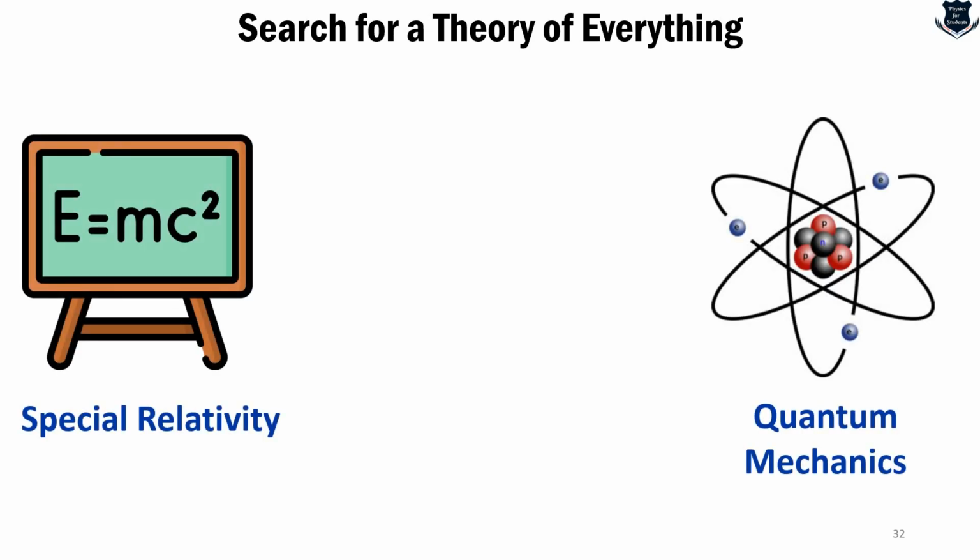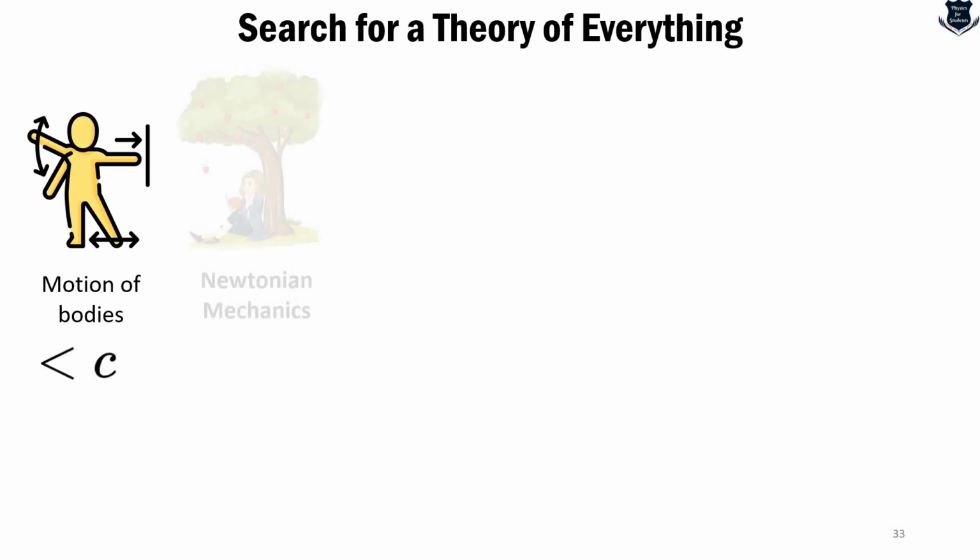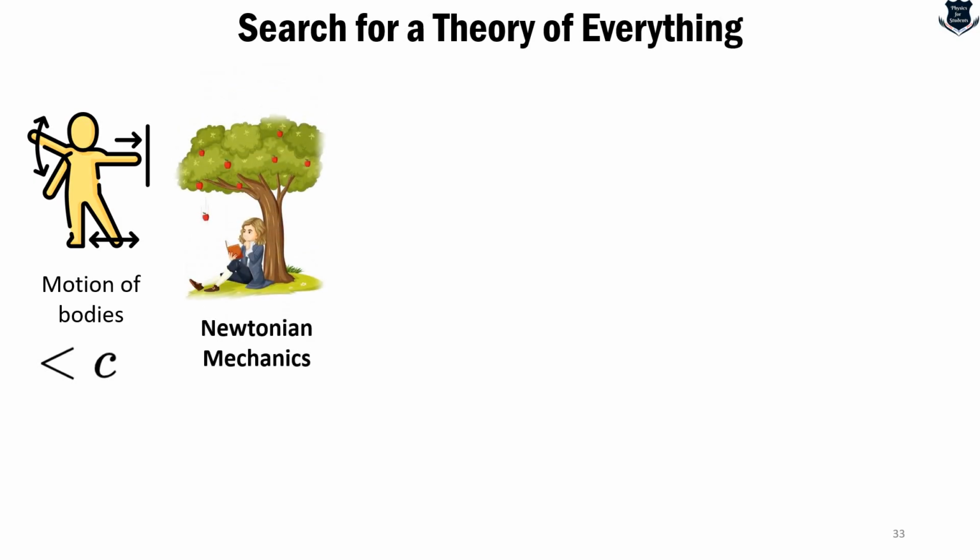And in our context, the next unification, which we won't call a theory of everything, was between the special theory of relativity and quantum mechanics. This was done by the Dirac equation, uniting these two frontiers into one single equation. Now you might ask why we suddenly take into account the special theory of relativity. Well, to answer your question, the motion of bodies traveling at less than the speed of light was very well described by Newtonian mechanics for many thousands of years.